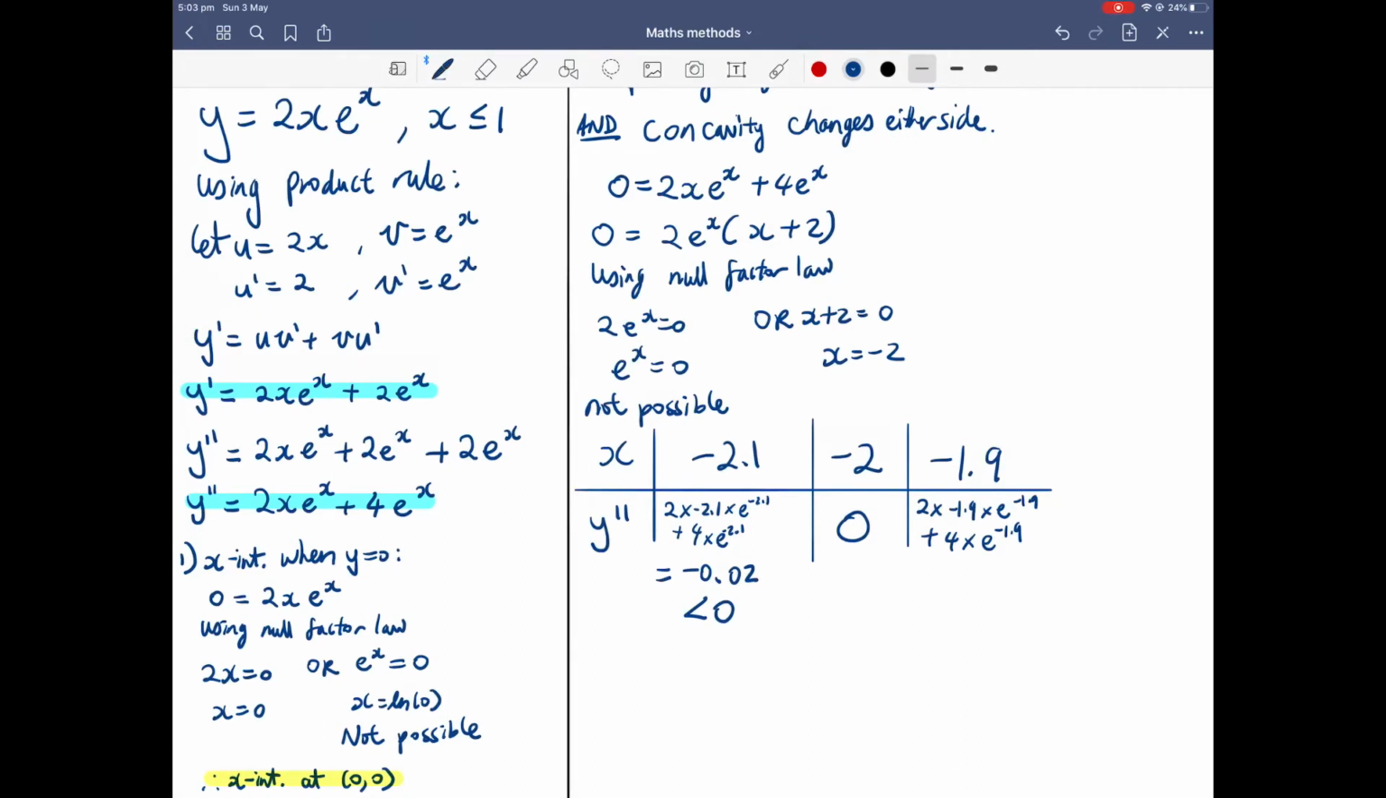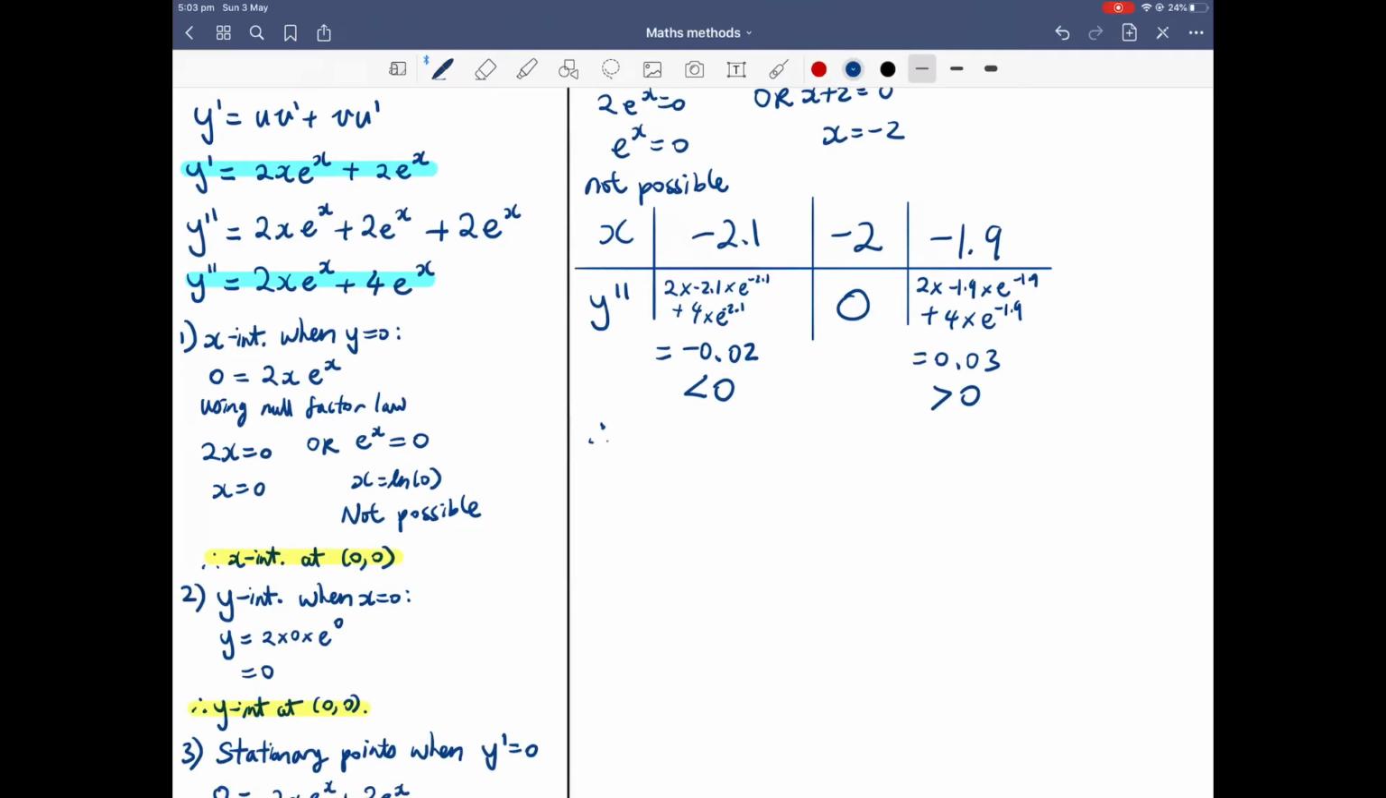Just typing this into a calculator, that's 0.03. So that's definitely positive. So we do have a concavity change on either side of -2. So therefore, concavity has changed either side of x equals -2. We want a point, so we need the xy value.